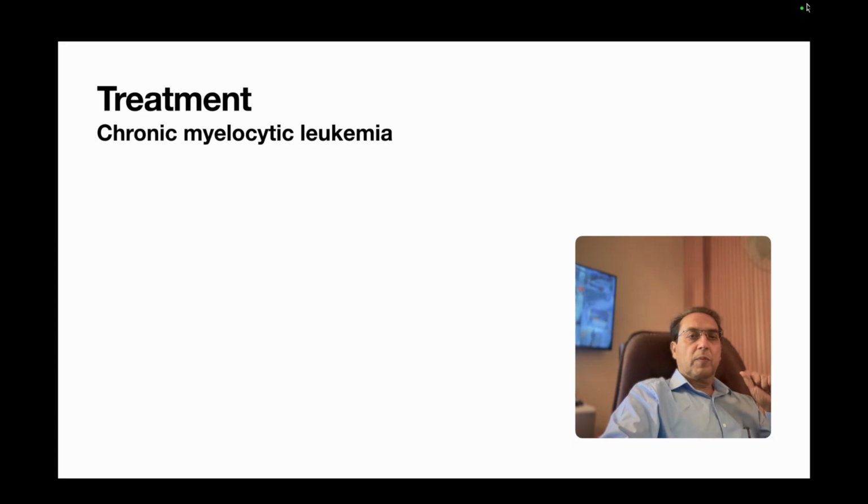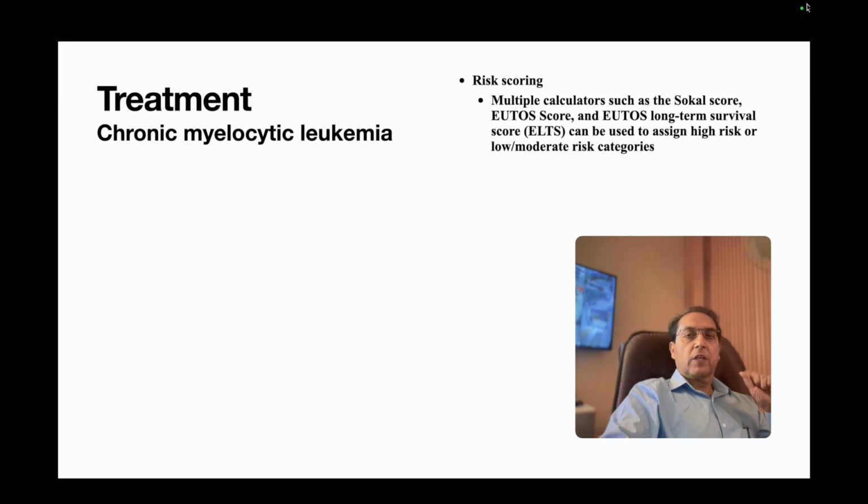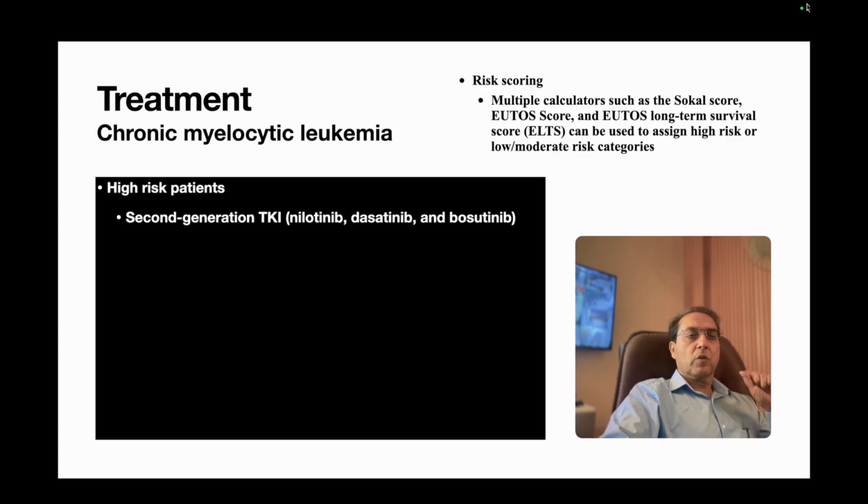Then chronic myelocytic leukemia. Before starting treatment of chronic myelocytic leukemia, risk scoring should be done. The patient can be put into high risk and low risk category. Different scoring calculators are available, for example, the Sokal score calculator or EUTOS score or EUTOS long-term survival score. They assign the patient into high risk and low risk categories. Patients who are high risk should be put on second generation tyrosine kinase inhibitors like nilotinib or dasatinib. Patients who are low to intermediate risk can be put on imatinib as first line of therapy.